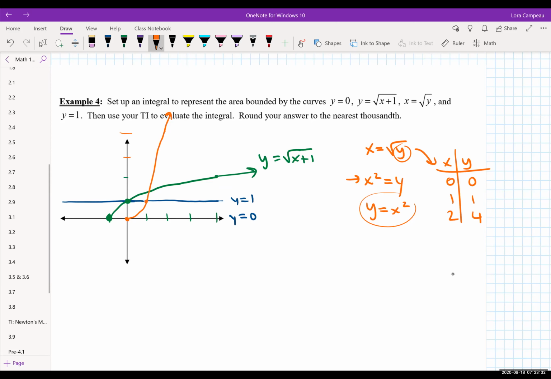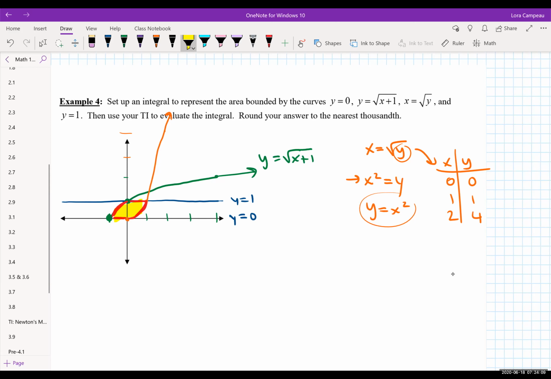Okay, so let's go over again. We're looking for the region that's bounded by these particular curves: y equals 0, y equals square root of x plus 1, x equals square root of y, and y equals 1. So we have this region in here. It kind of looks like an eye, an almond-like shape maybe. Not quite a rectangle, not quite a parallelogram. So we have an idea of what it looks like.